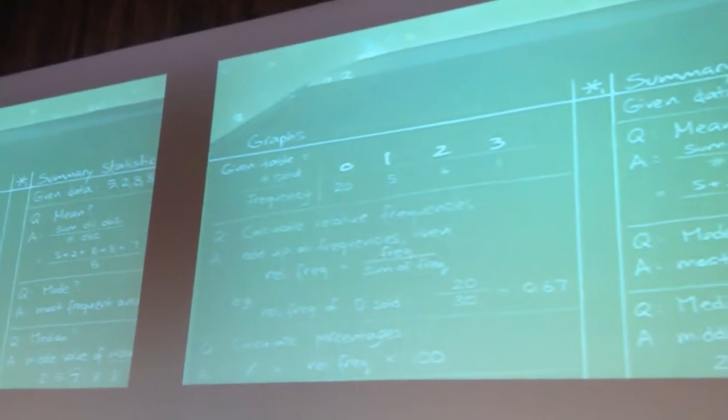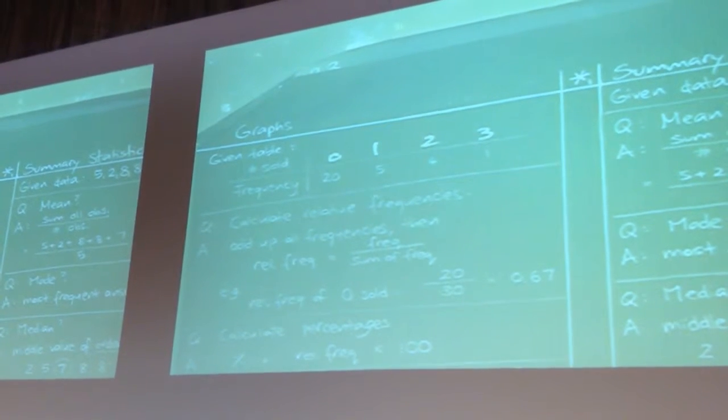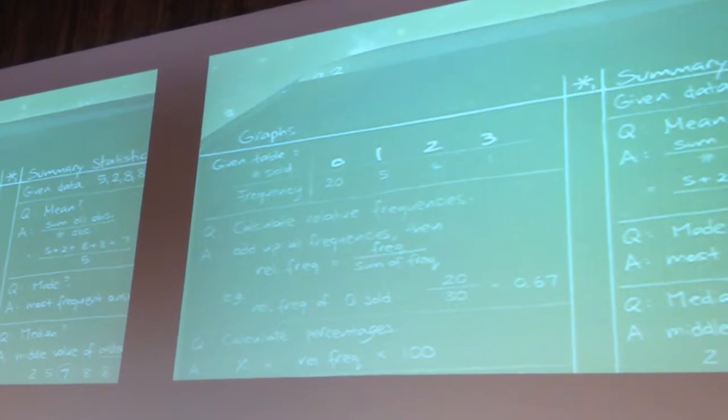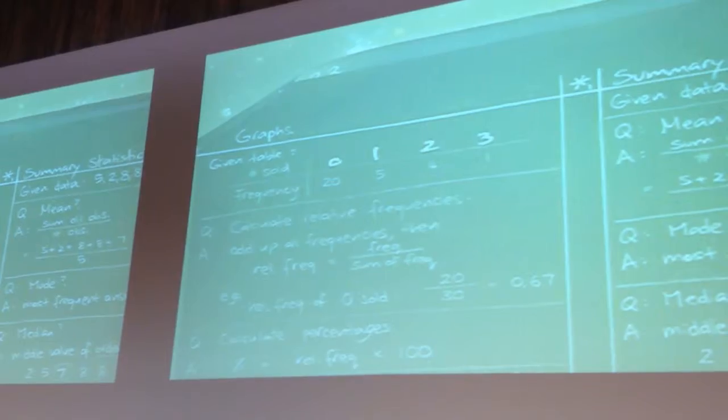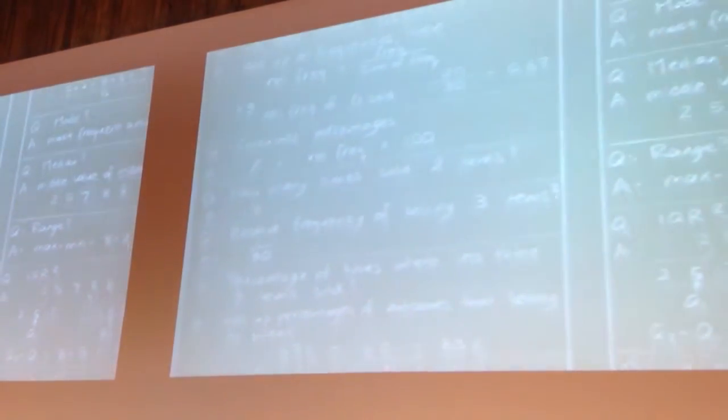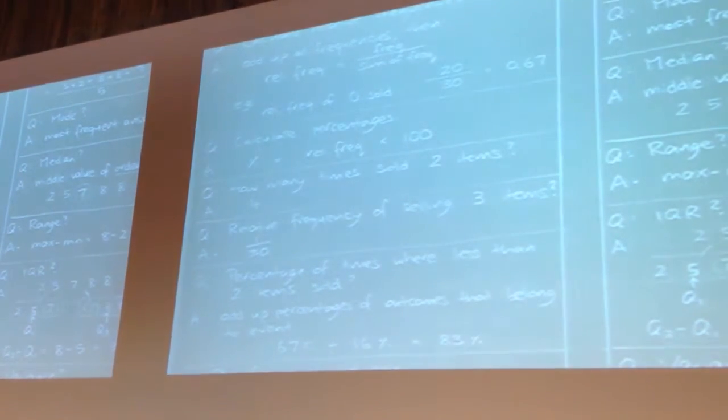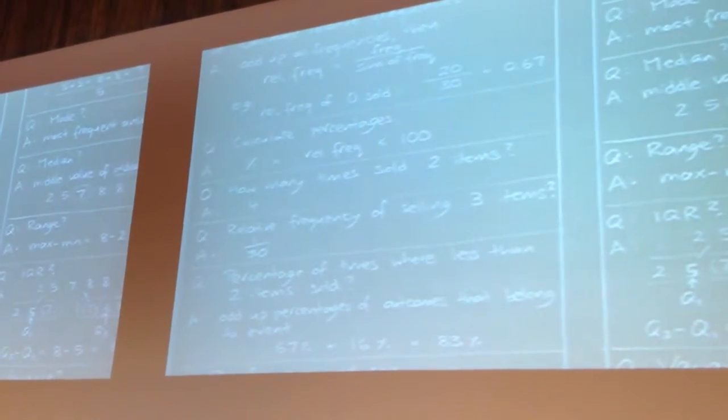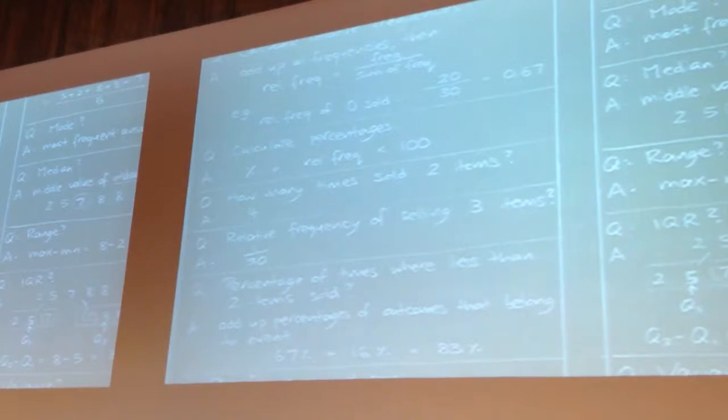Then you'll be asked to calculate percentages. So all you do is take the relative frequency and multiply it by 100. And then you can answer questions about it. So how many times were two items sold? You can just read that off from the absolute frequencies.